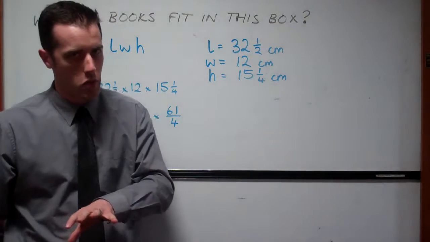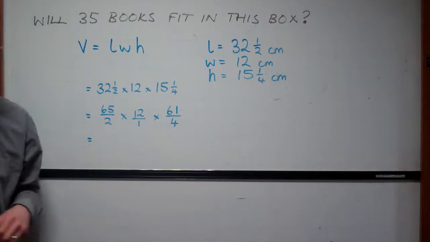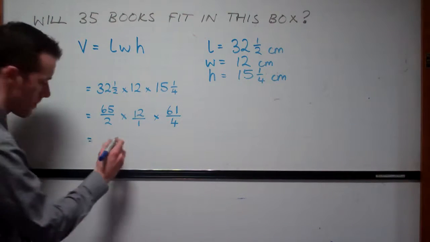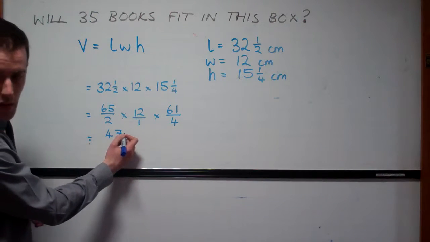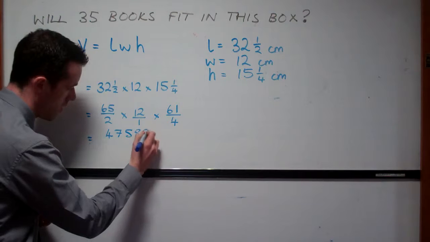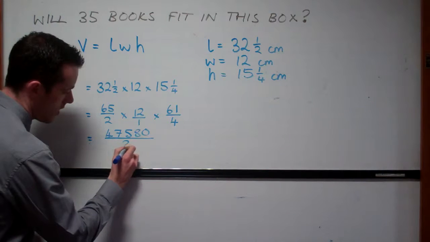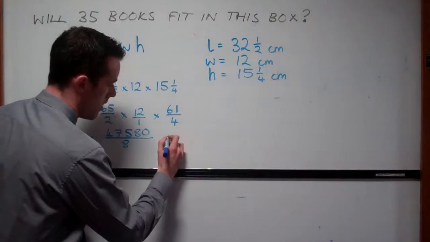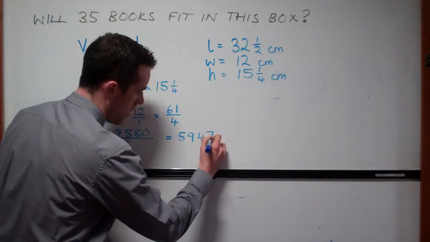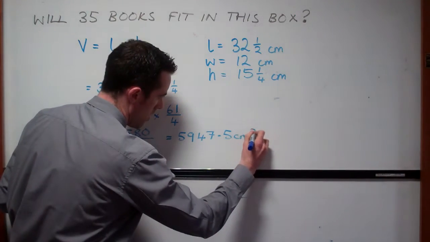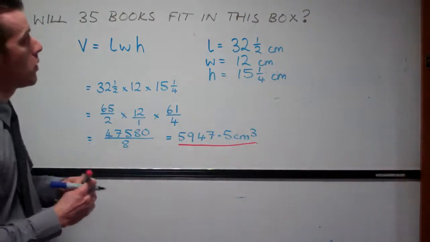We might need a calculator for this one, but if we want to work it out longhand, I'm going to just take a little shortcut. So we have 65 times 12 times 61, which gives us 47,580. We multiply across the bottom line as well, and that gives us 8, which, if we work it out exactly, gives us a volume of 5,947.5 cubic centimetres. Okay, so we've successfully worked out the volume of the box.